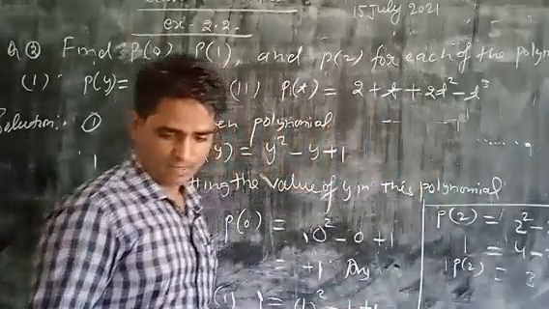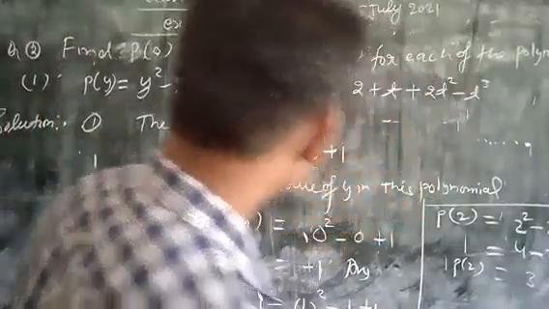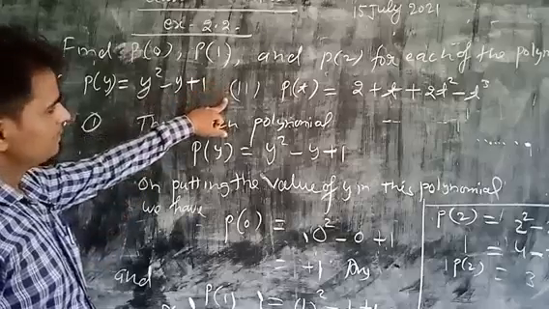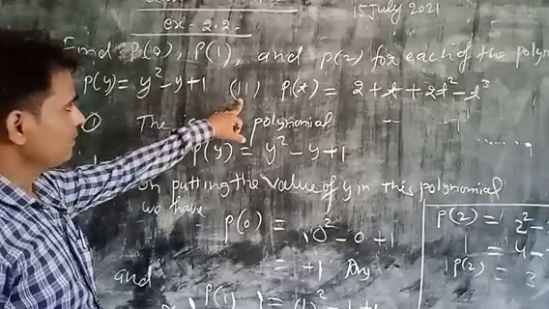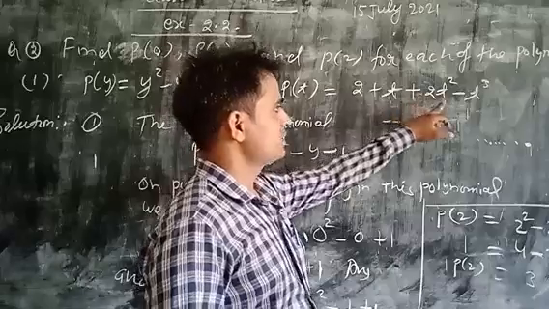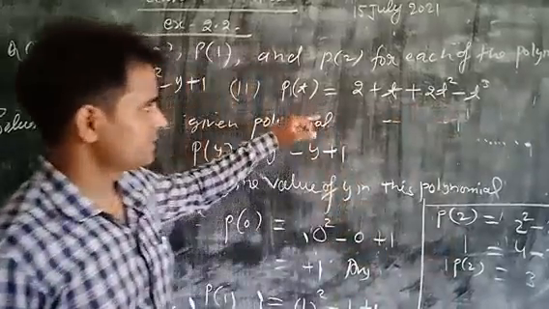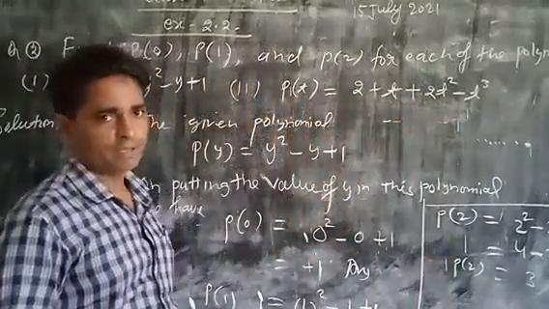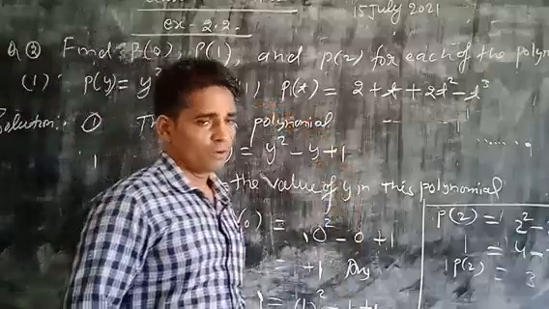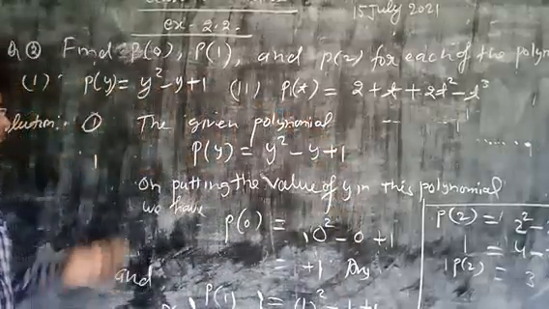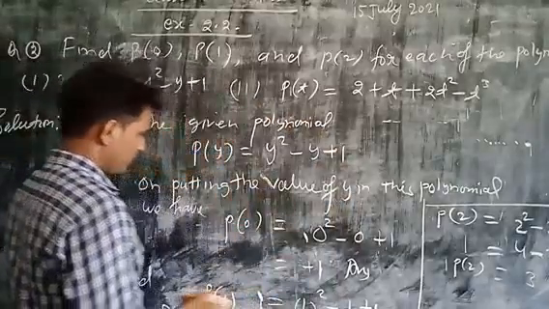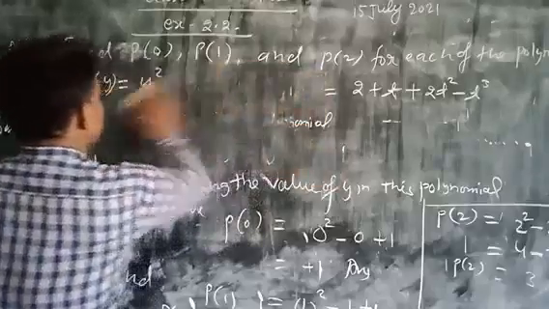Next, this is the second part, that is Pt is equal to 2 plus t plus 2t square minus t cube. Friends, this is the second polynomial. In this polynomial, you also find the value of P0, P1 and P2. According to question number first, now you can solve this polynomial.